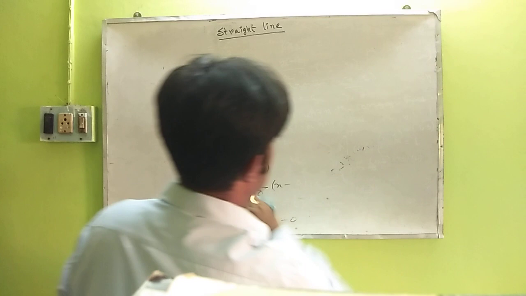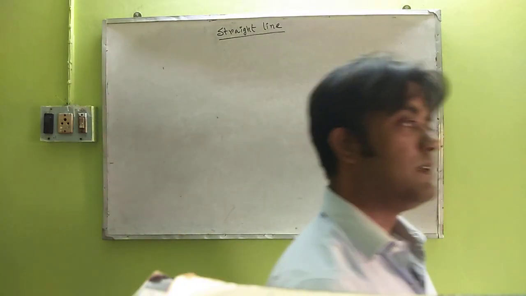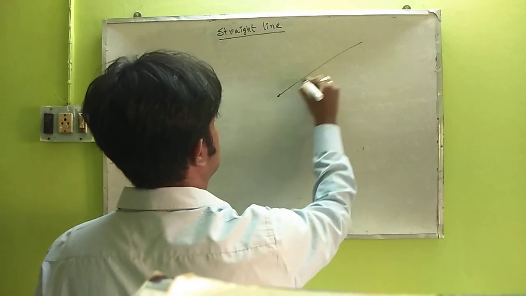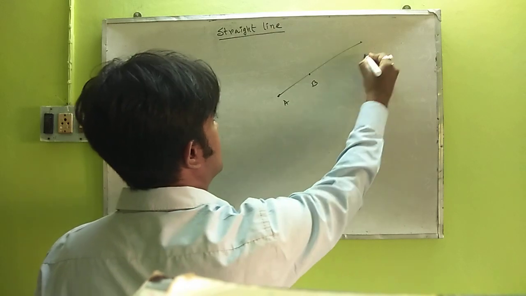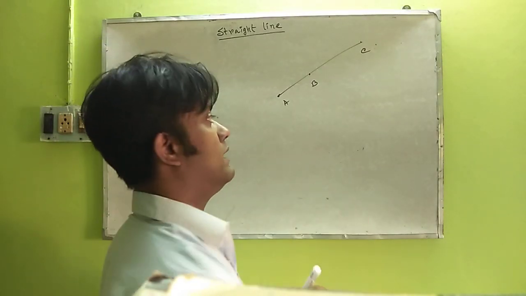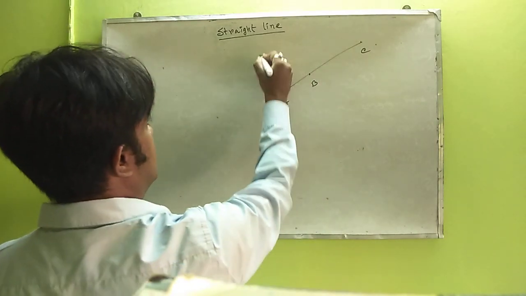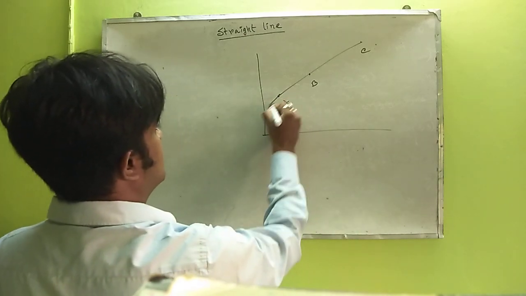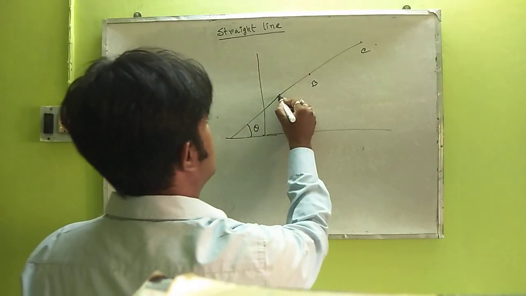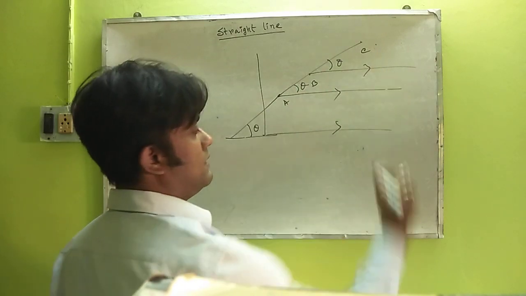Now we discuss the concept of collinearity of 3 points. That is, A, B, C are 3 collinear points. If these 3 points are collinear, then the slope of AB and the slope of BC will be the same. That is, if this is a straight line and it has an angle of inclination theta, then it will be theta and this will be theta, as these lines are parallel.